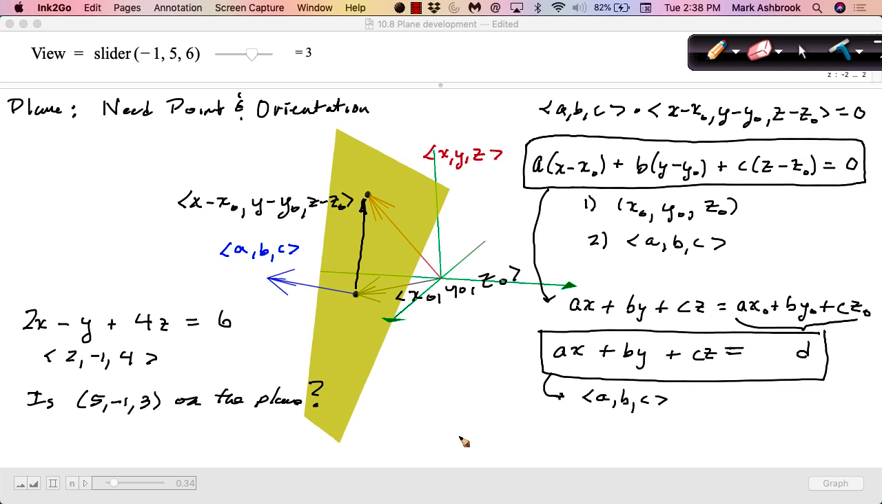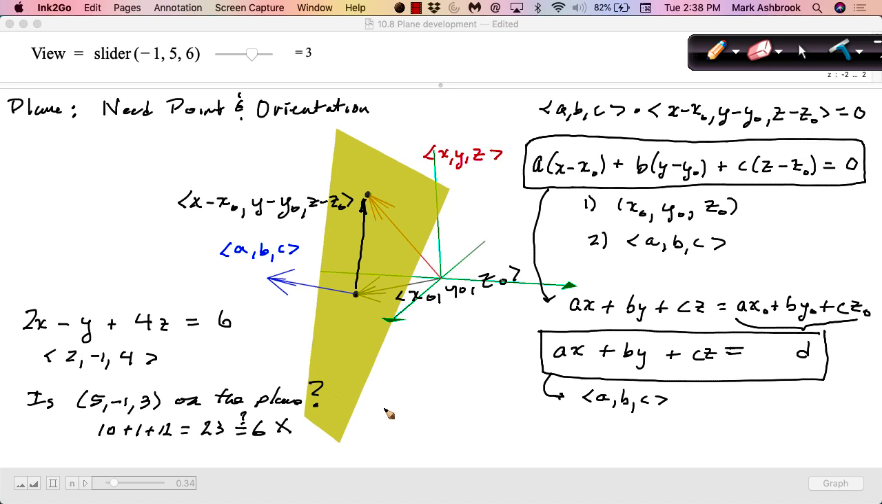What do you think? So 10 plus 2 plus 12. So this would be 10, right? 10 minus, or sorry, plus 1. 10 plus 1 plus 12. Do I do the math right? Is 23 equal to 6? No. On the plane? What would have to be true for it to be on the plane? Right. Ordered triples that make that equation true are points on the plane. Ordered triples that don't make the equation true are not on the plane.